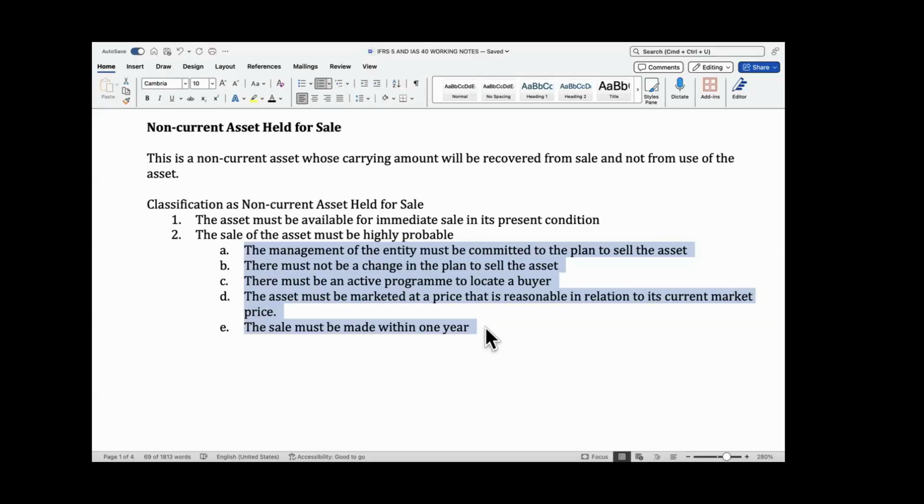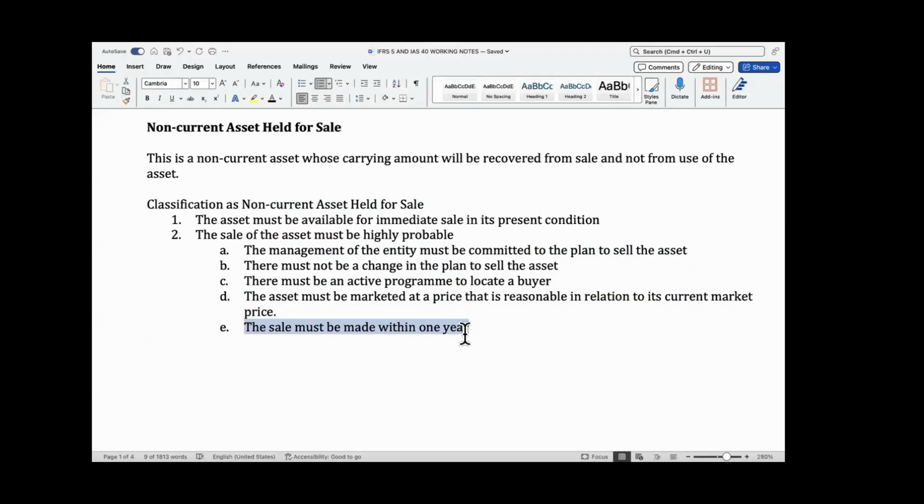Out of these 5, the only one that is a little questionable is that the sale must be made within 1 year. Because you could have all these 4. You might be committed that you are not ready to change. You might be marketing the asset and your price, the fair value, is reasonable, but you are unable to sell. You can't find a buyer. And since you have met all of this, you can classify the asset as held for sale while hoping that you sell it within 1 year.